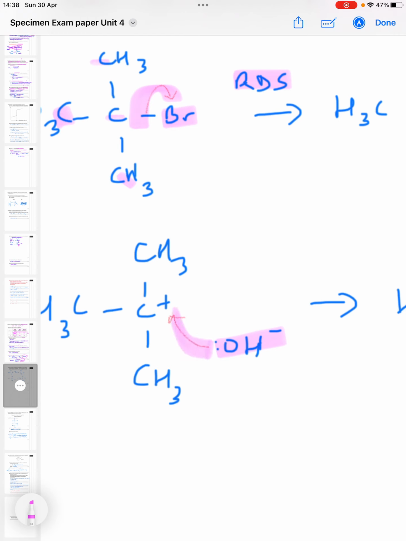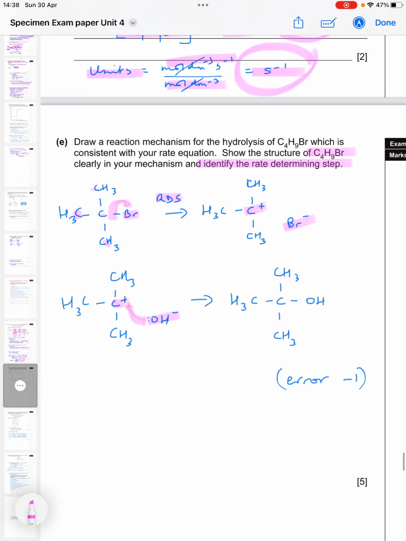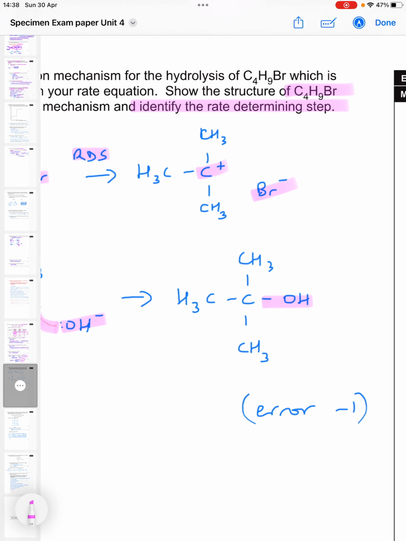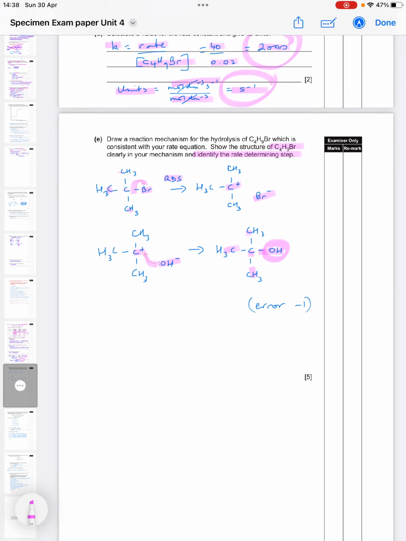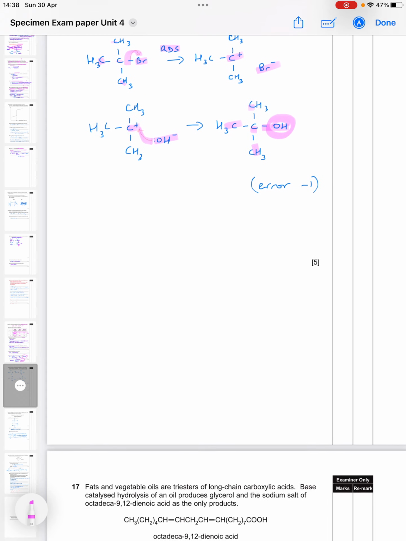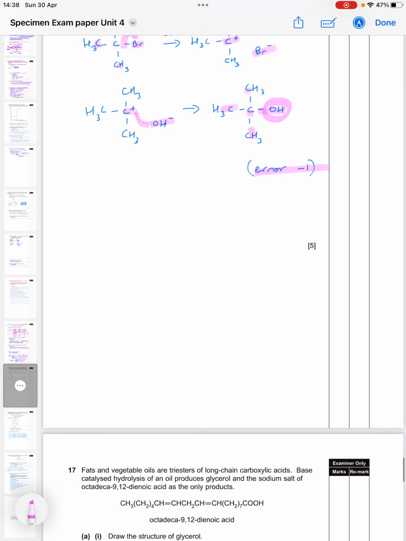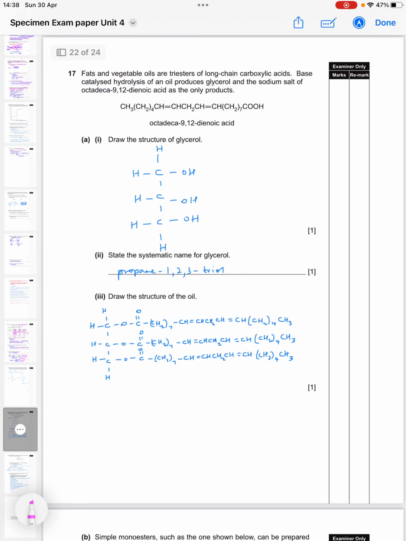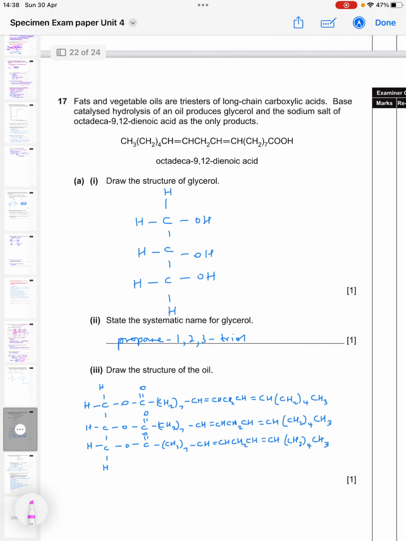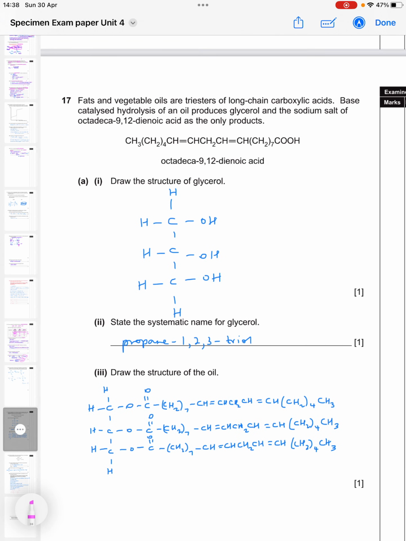And then the hydroxide ion attacks here, the electrons from the lone pair going to the carbocation, and we end up then with the alcohol, where the OH has been substituted for that bromine. And there's 1 mark for each error made there in the mechanism.